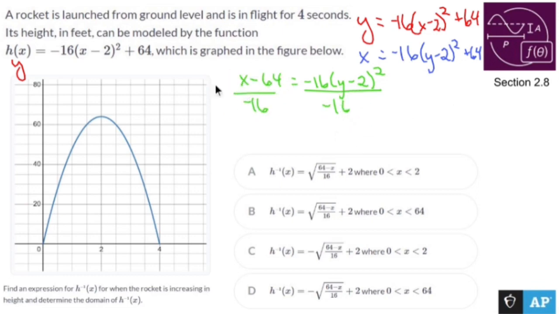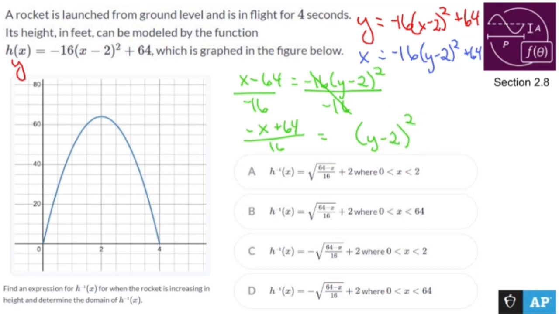And when you do that, I'm going to be a little clever here. When you divide everything by negative 16, I'm going to change this into negative x plus 64, and positive 16 in the denominator. I'm flipping all the signs because I'm dividing by a negative. I don't think you have to do that, but I don't see any negative 16s lingering down here, so I'm going to make it positive. So it's negative x plus 64, over positive 16, which equals (y minus 2) squared.